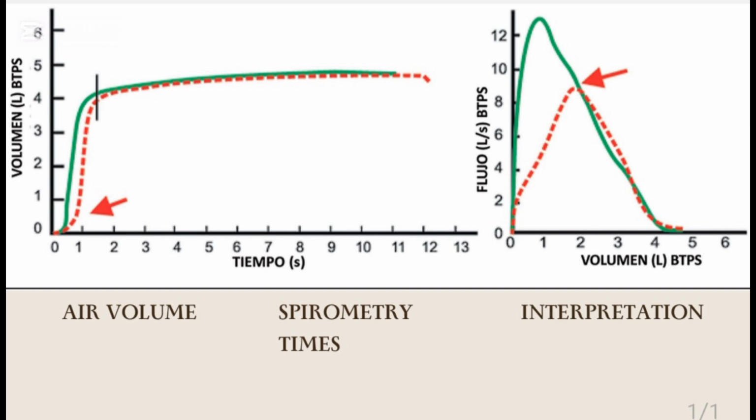Spirometry of lung capacity, air volume: measures of lung capacity, spirometry values such as FEV1, FVC. Interpretation: identify patterns of respiratory function and disorders.